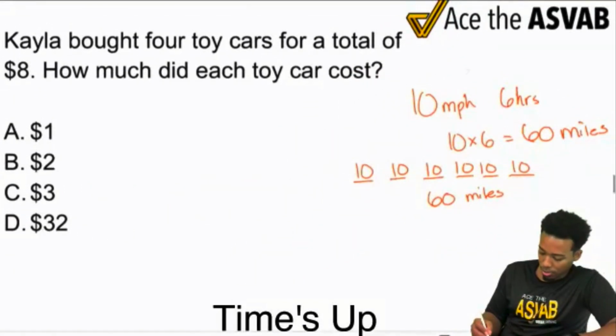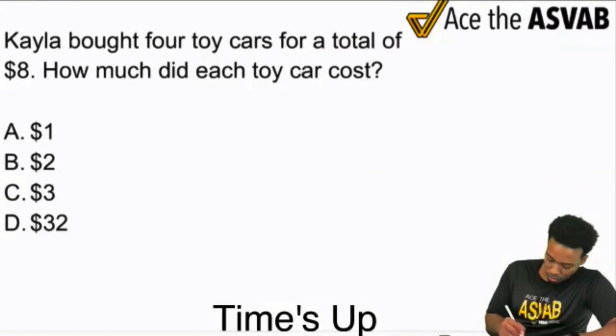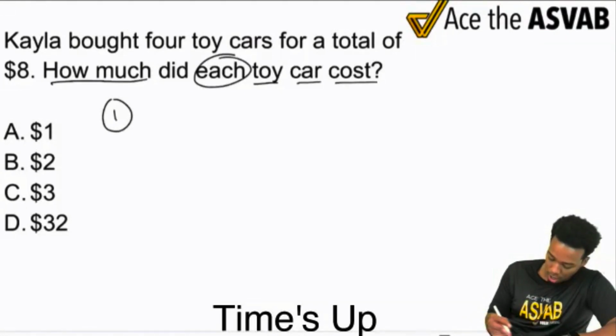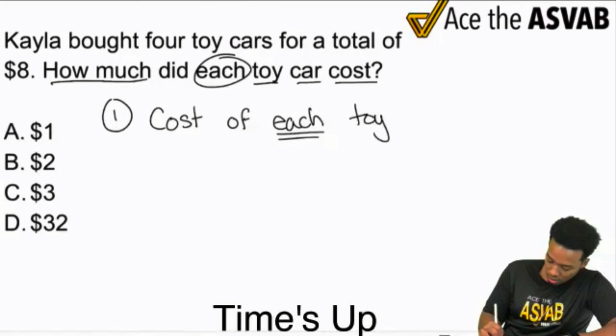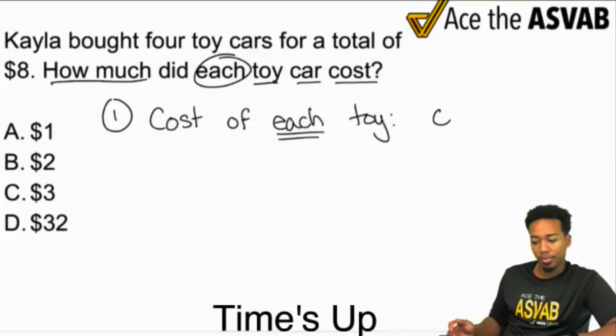All right, sounds good. So let's go ahead and observe this real quick. First we're looking for, right here, how much did each toy car cost? So the cost of each toy. We can say C or T or whatever we want.